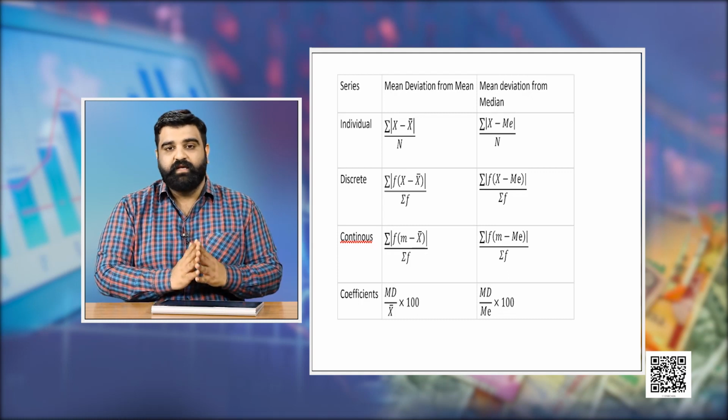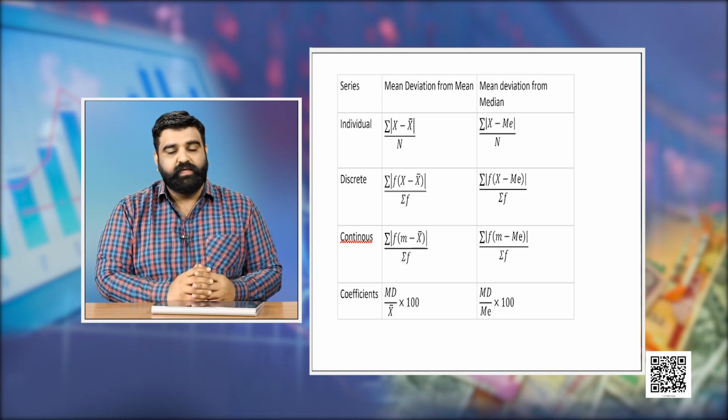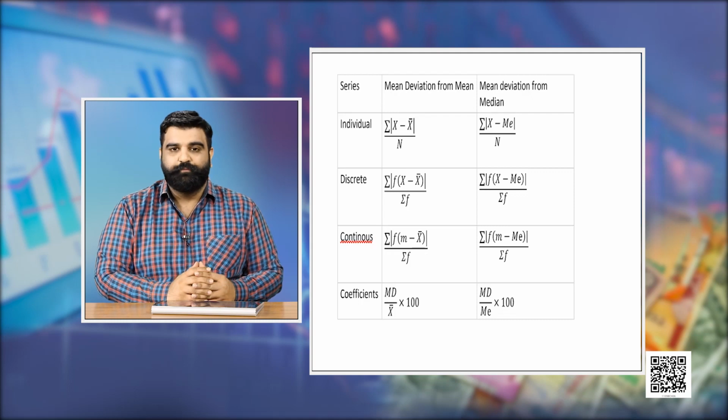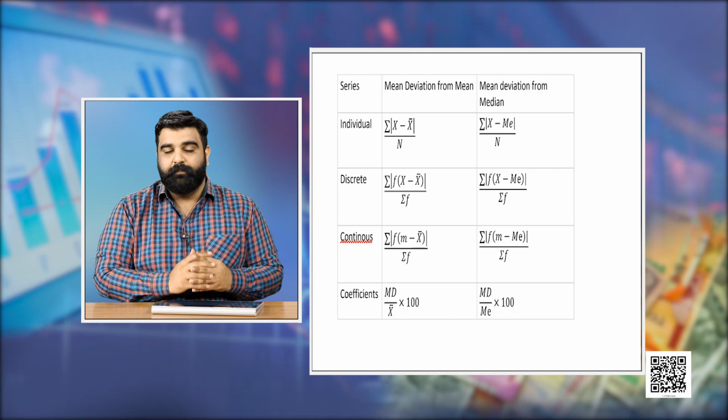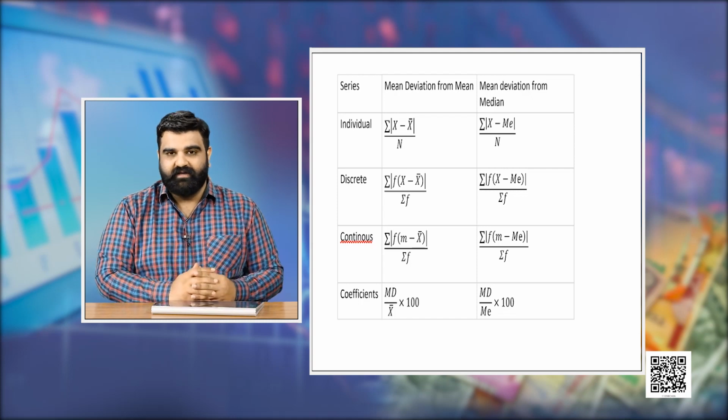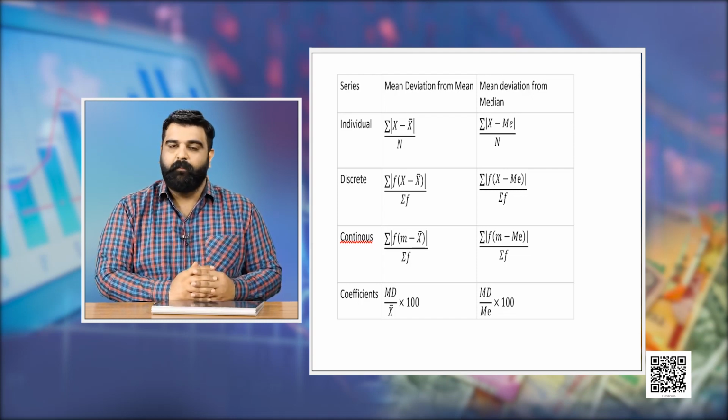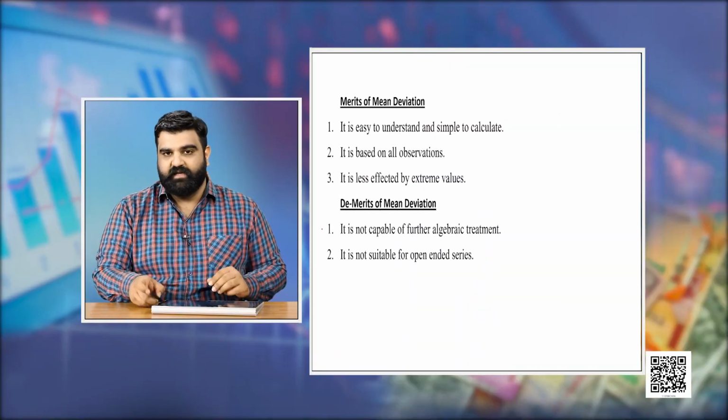Similarly, to find the coefficient of mean deviation from mean, we have the formula mean deviation upon mean into 100. If I replace mean with median, I will get the coefficient of mean deviation from median. So, let us first discuss the merits and demerits of calculating mean deviation from mean and median. I have the merits and demerits on the screen.